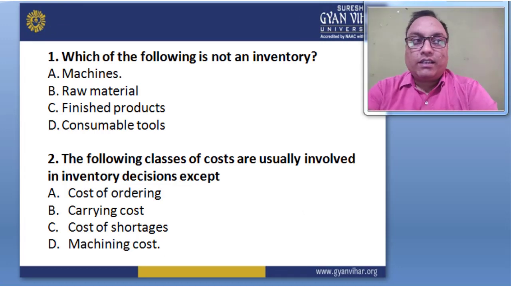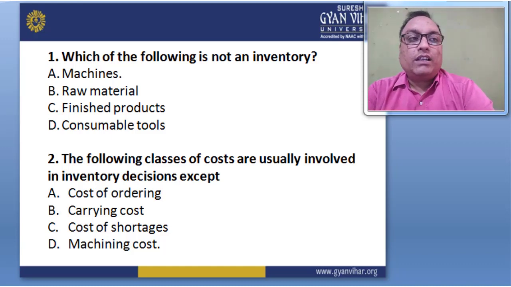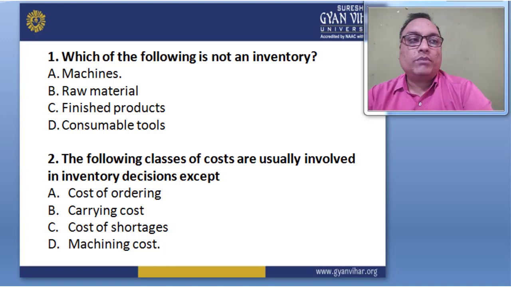For the first question: which of the following is not an inventory? These are the four options given here. First is machine, second is raw material, C is finished product, and D is consumable tools. So the correct answer of this question is A, machines. Which of the following is not an inventory? The A option is correct for this question. And then we move to the second question.